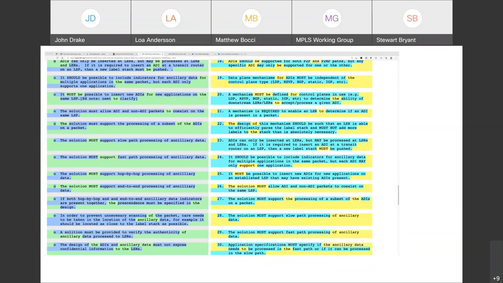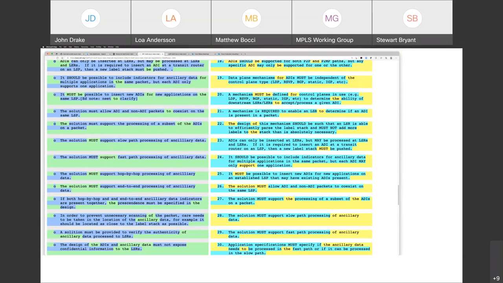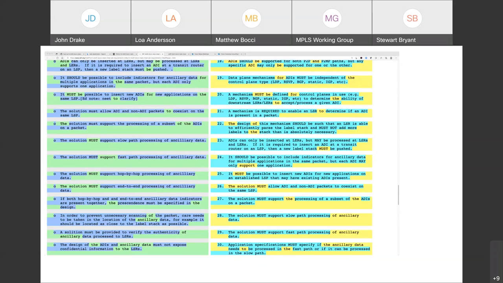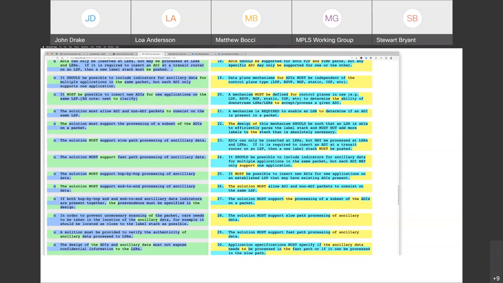Maybe what we need is, maybe if I can suggest that we move this, we make this requirement: a mechanism is required to enable an LSR to determine if ancillary data is present in the packet, and then we literally move it to requirement number one or two, because it's a basic thing. Obviously the ADI has to be defined so that it causes this exception, if you like, at an LSR to then go and look at the ancillary data. Yeah, I'm fine with the way you worded it last, Matthew. Okay. Mechanism to identify the ancillary data, right? Yeah, which is the basic requirement.